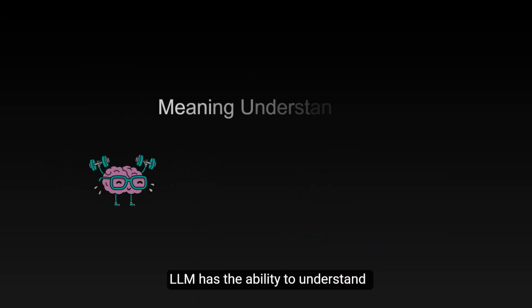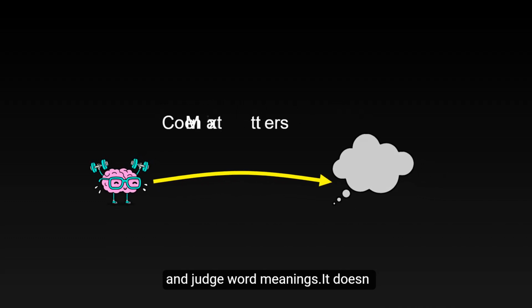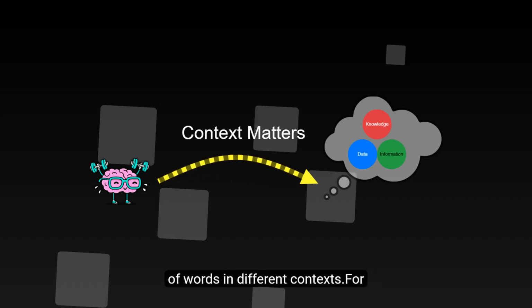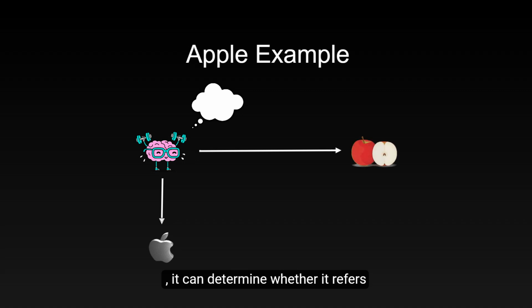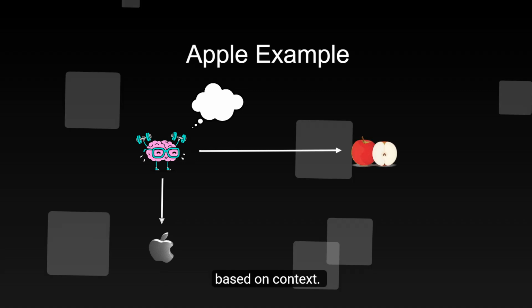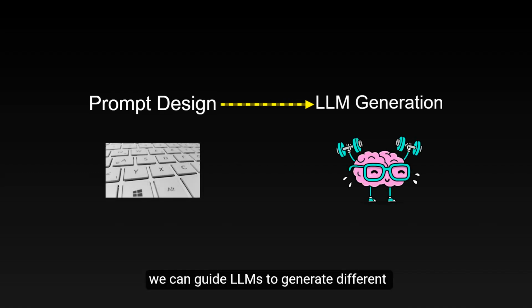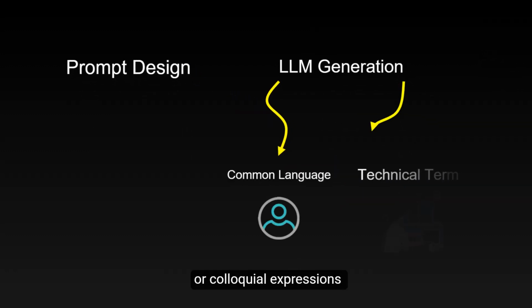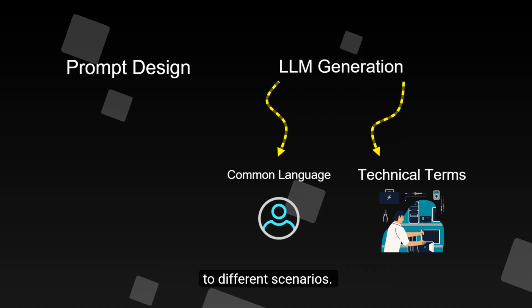Secondly, LLM has the ability to understand and judge word meanings. It doesn't simply perform literal matching, but can understand the meaning of words in different contexts. For example, with the word apple, it can determine whether it refers to the fruit or the tech company based on context. Third, through designing appropriate prompts, we can guide LLMs to generate different types of expanded terms, which can be either technical terms or colloquial expressions, making query expansion better adapted to different scenarios.